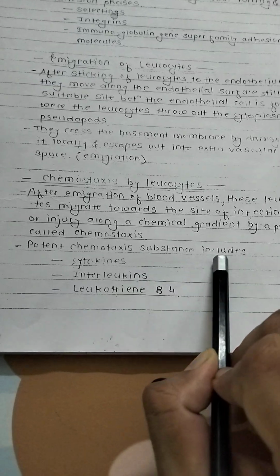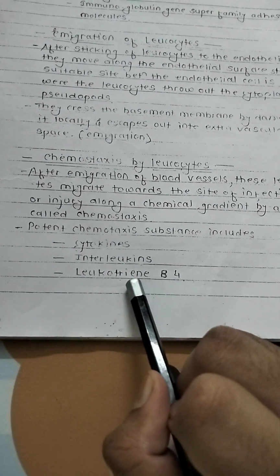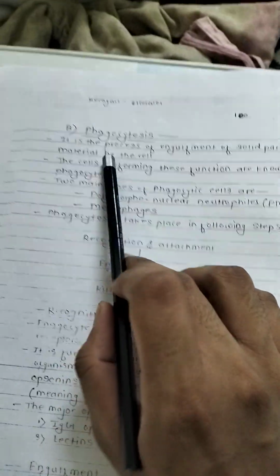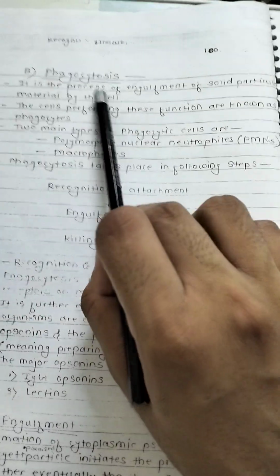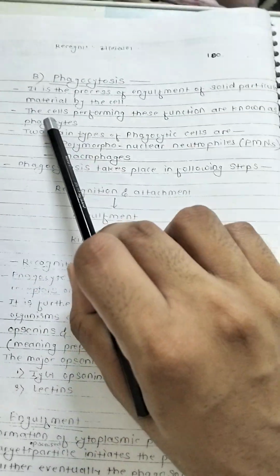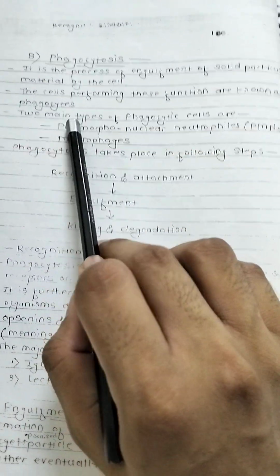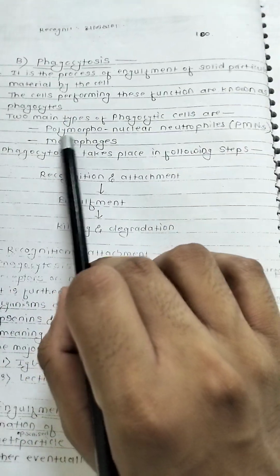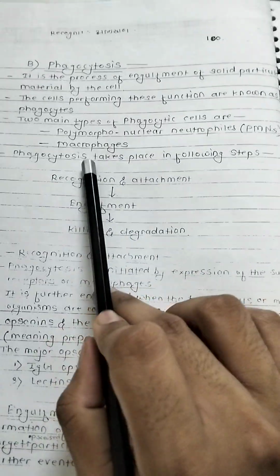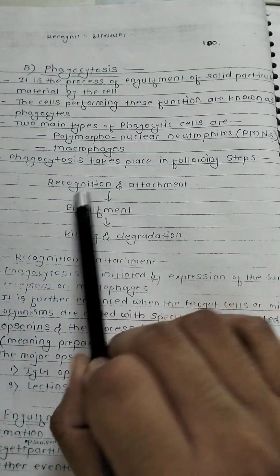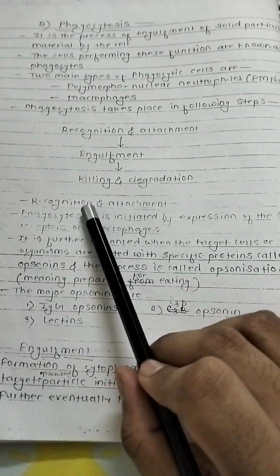Potent chemotactic substances include cytokines, interleukins, leukotriene B4. Phagocytosis: it is a process of engulfing of solid particulate material by the cell. The cells that perform this function are known as phagocytes. Two main types of phagocytic cells are polymorphonuclear neutrophils and macrophages. Phagocytosis takes place in the following steps: recognition and attachment, engulfment, killing and degradation.